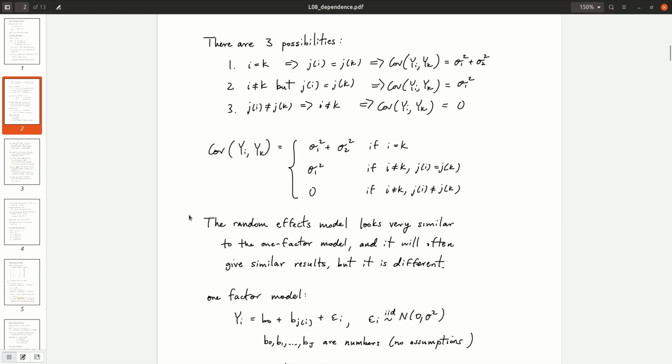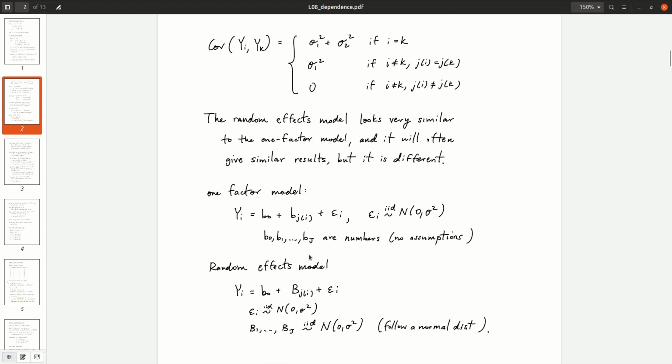Now, if you look back up to the random effects model, and I've just repeated it here, this model looks very similar to the one-factor model that we studied several weeks ago. And when you go to fit the random effects model versus the one-factor model, you often get very similar results. Namely, you often get similar estimates for b sub 0, for example, and often similar estimates for the variance of the error. But they are different models. They specify different assumptions about the effects, the effects due to the factor.